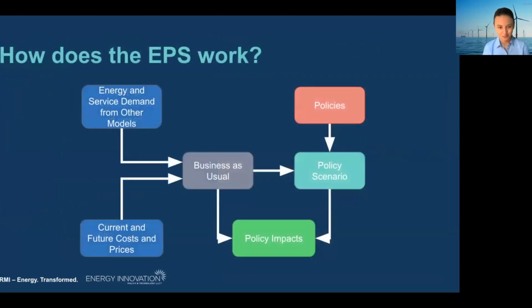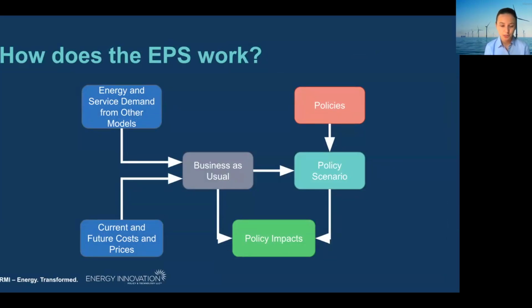So how does the EPS work? We start off by building a business as usual forecast. To do this, we primarily rely on data from other government agencies. So primarily for the states, that's NREL, EIA, and EPA. We take in 2021 historical data from these sources, as well as forecasts through 2050. And then we feed those into the model to create a forecast of energy use and emissions.